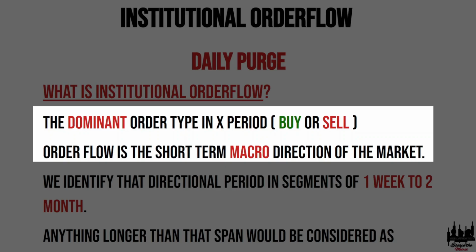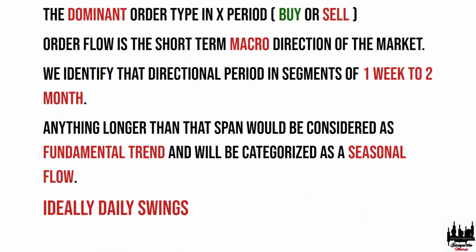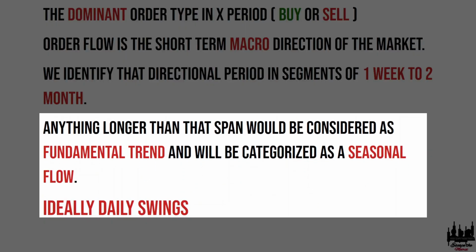Order flow is a short-term macro direction of the market. So basically, it's a small part of a bigger picture. Macro means bigger. We're not looking at the micros, lower time frames. We're looking at the bigger time frame, but we're looking at specific points of that higher time frame. We identify the directional period in segments of 1 week to 2 months. Anything longer than that span would be considered fundamental trends and will be categorized as seasonal flow.